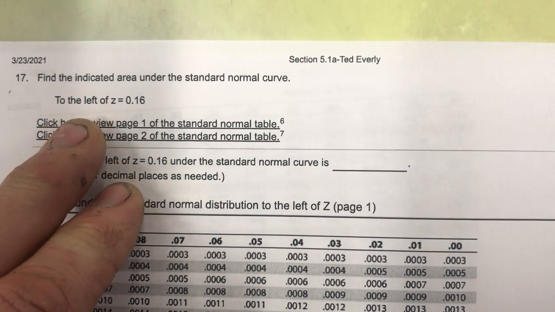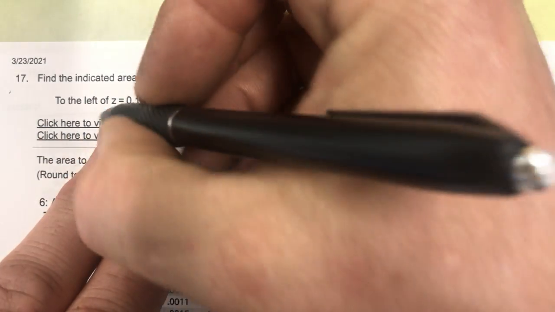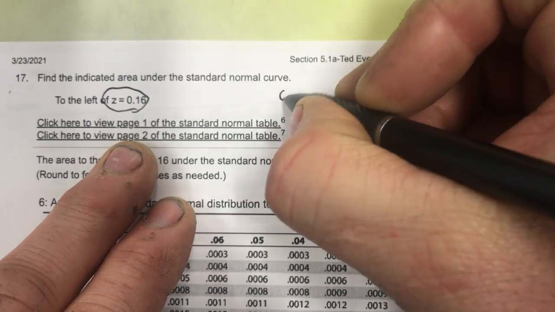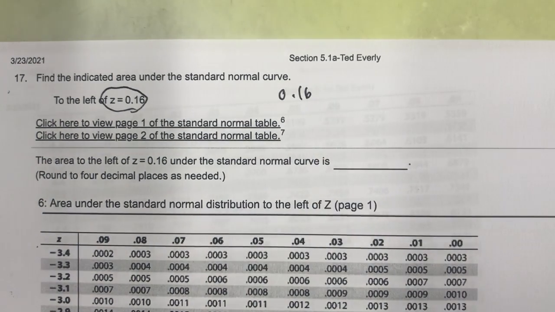Number 17, find the indicated area under the standard normal curve to the left of z equals 0.16. It says to the left, so that's what this table does. It goes to the left. So all I've got to do is look up 0.16.